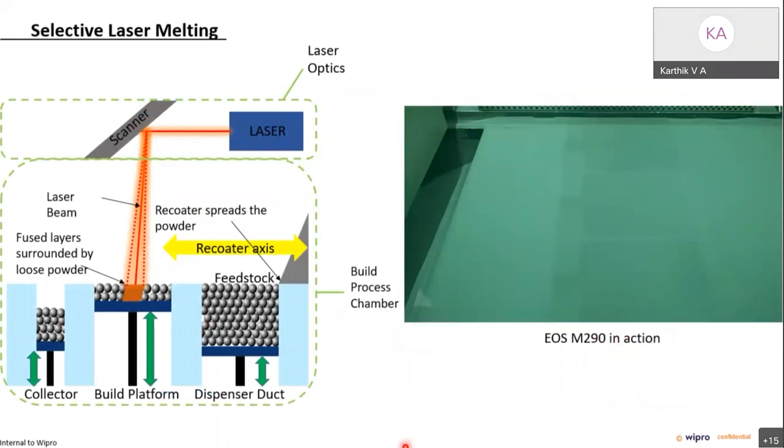I'll just give you a brief overview of the process of powder bed fusion, because this is what plays a fundamental role when we look at design for additive manufacturing. So the working principle is such that we have a dispenser duct, a building platform, and a collector unit within the machine. The dispenser duct holds the raw material, and a recoater basically spreads the raw material onto the build platform. And the energy source, which in this case is a laser for laser powder bed fusion, melts the raw material in the desired shape.